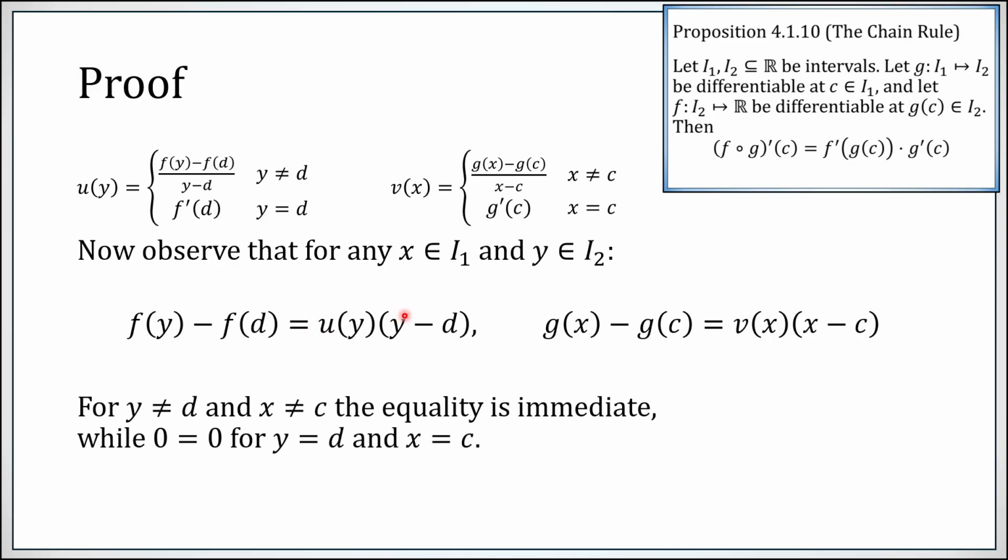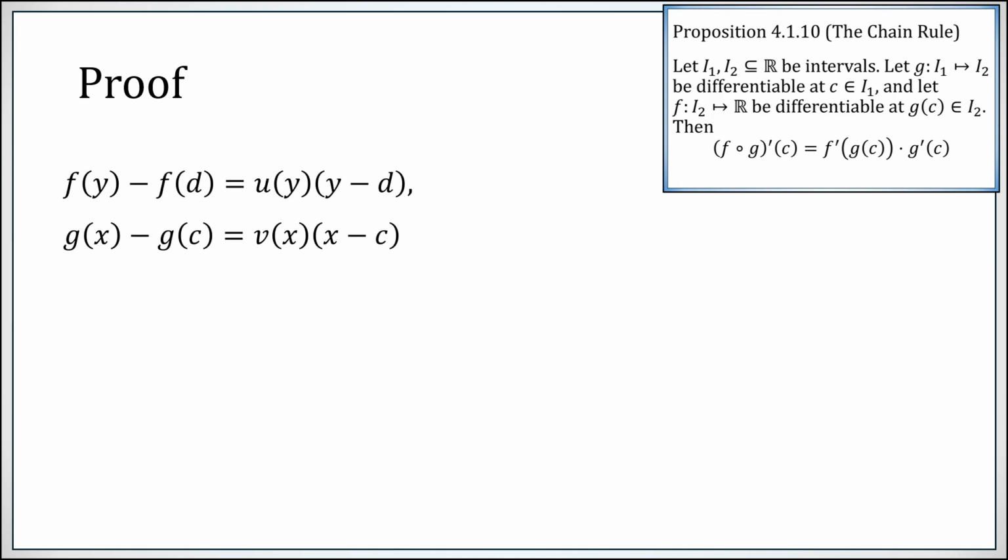If y is not equal to d, you can divide this over and you simply get the definition of u, at least when y is not equal to d. However, if y does equal d, here you get 0, but if y equals d, you get 0 on the left as well. Similarly, if x is not equal to c, divide that over, get the definition of v. If x does equal c, you get 0 equals 0. So regardless, we have these two equations.